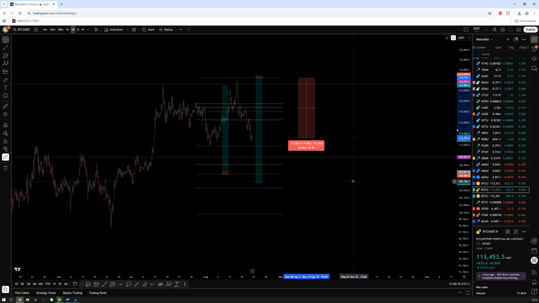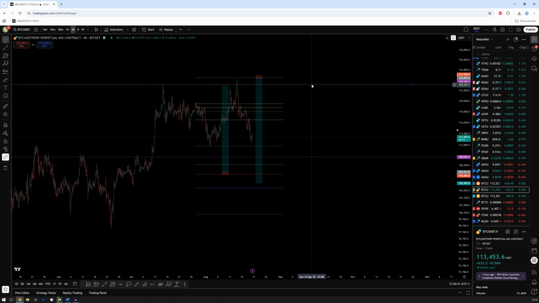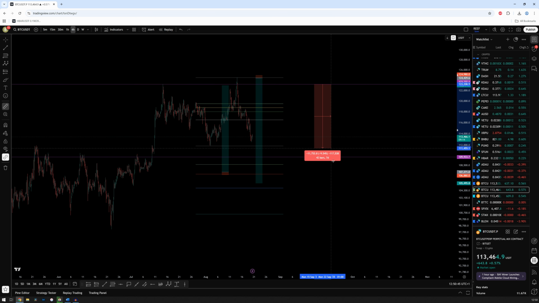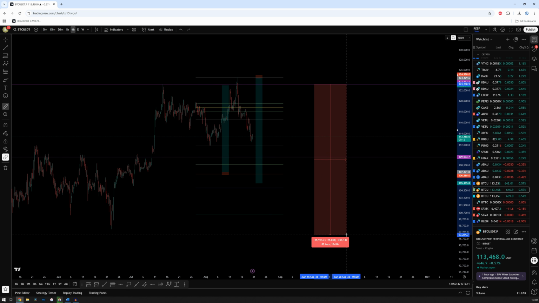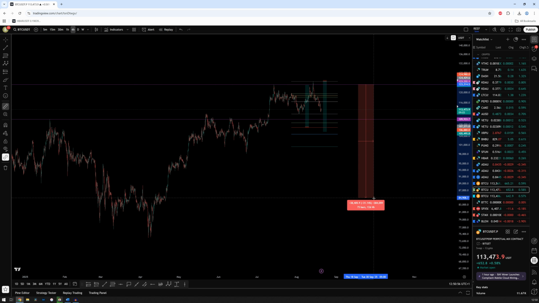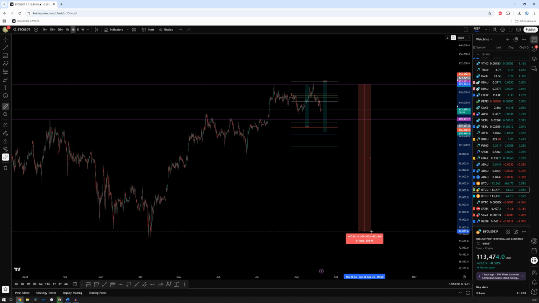So the plan is to hold this short for a considerable amount of time until we drop down at least 30 to 50%. So where would that put us? 30% would put us in this region over here. 40% would put us at this local low here at about 74,000, 75,000.